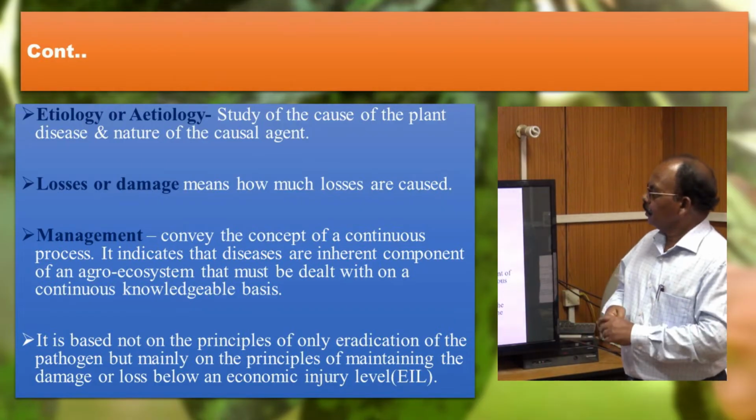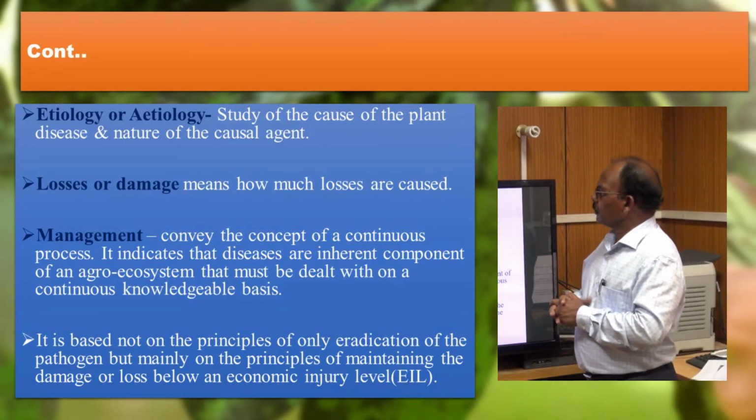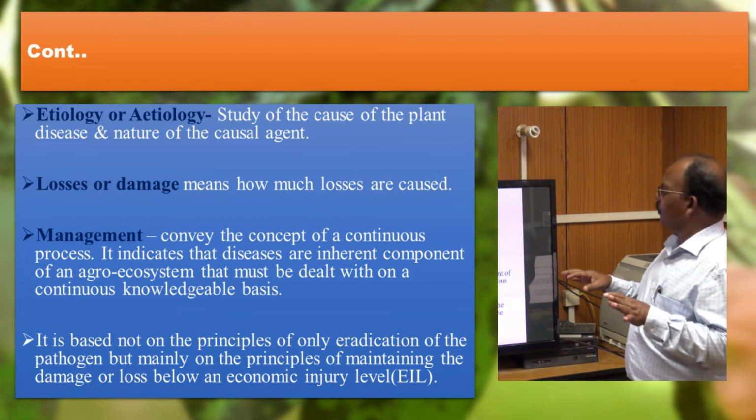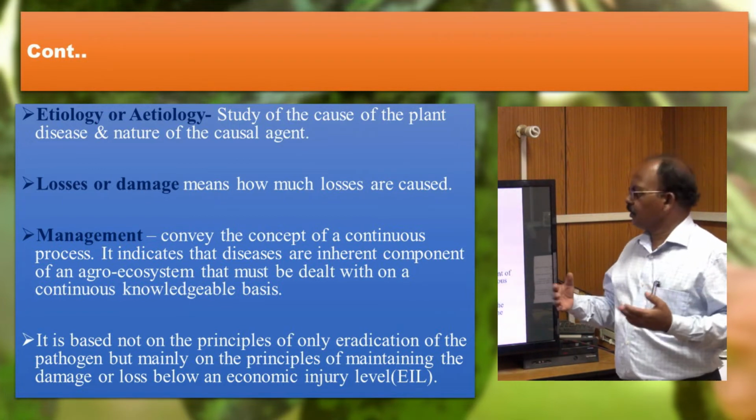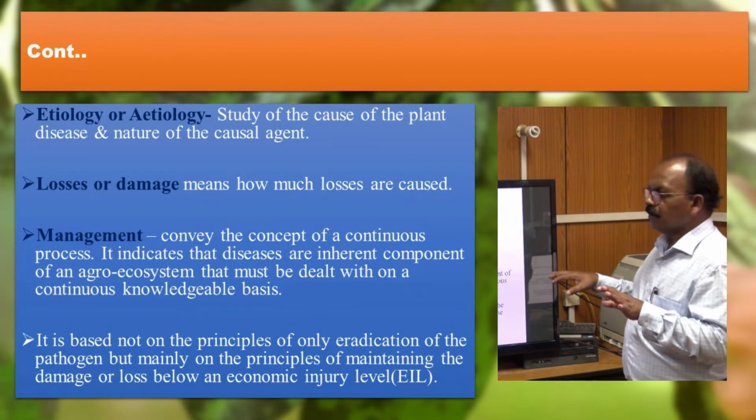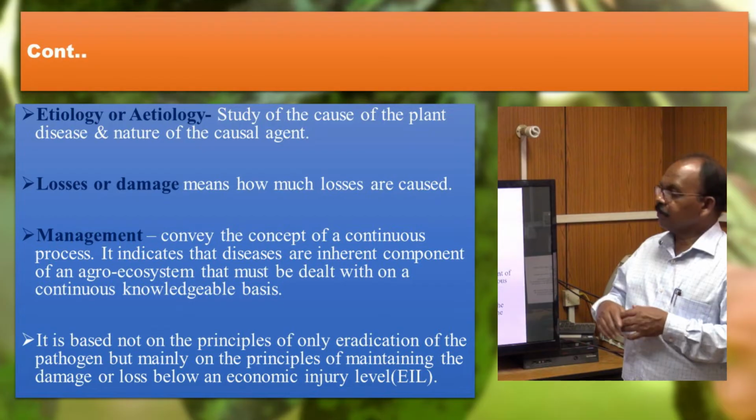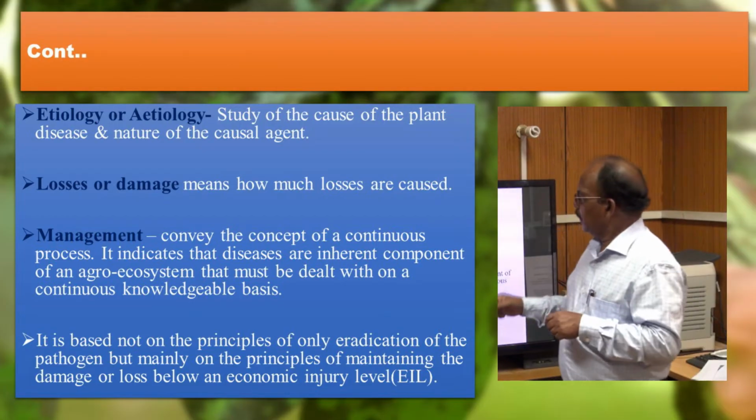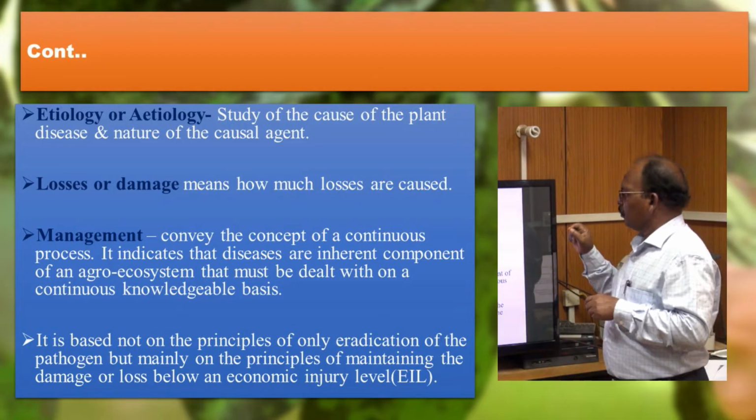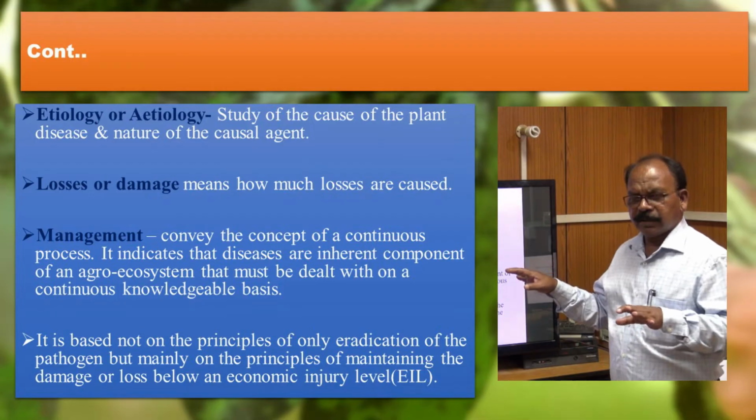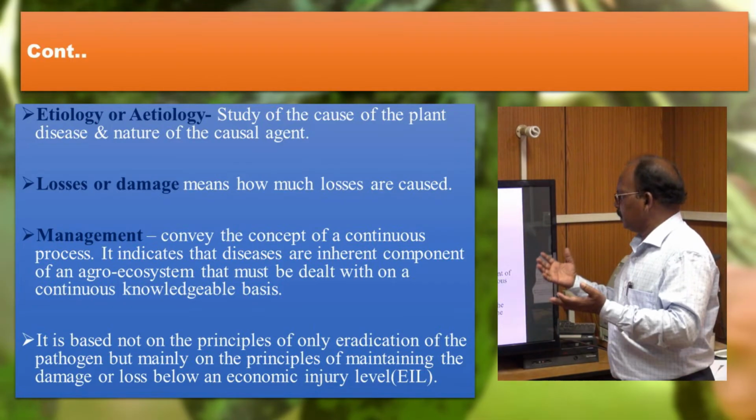Now come to the etiology. What is etiology? Etiology is generally the study of the cause of the plant diseases and the nature of the causal agent. Causes of the plant diseases may be a pathogen. Pathogen may be fungi, bacteria, viruses, and the nature of the causal agent, that means which type of causal agent.